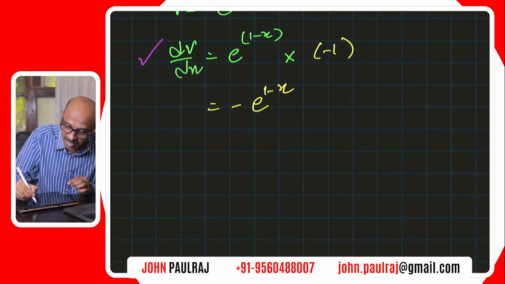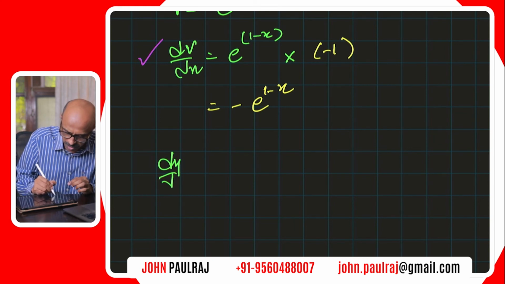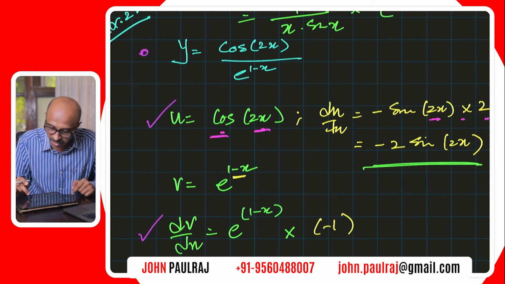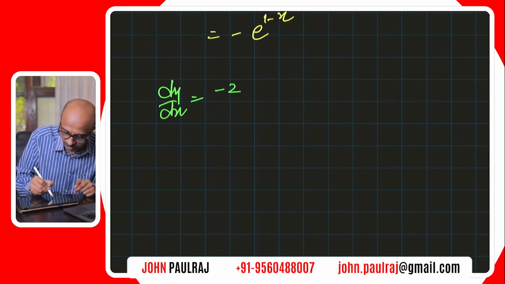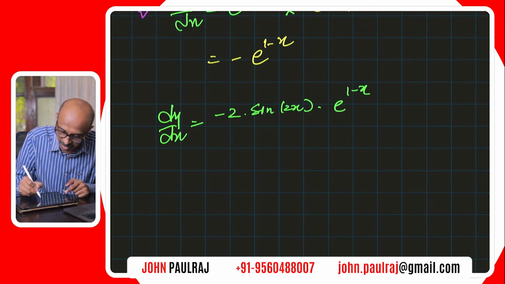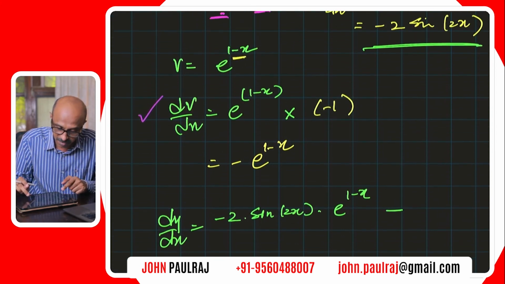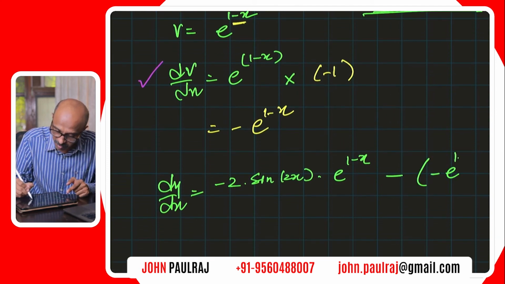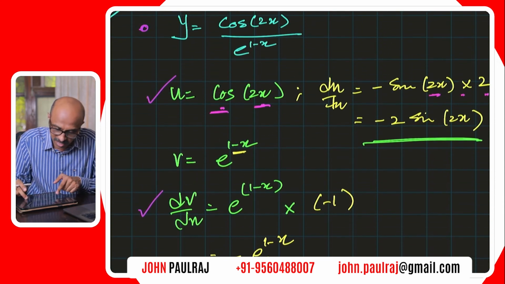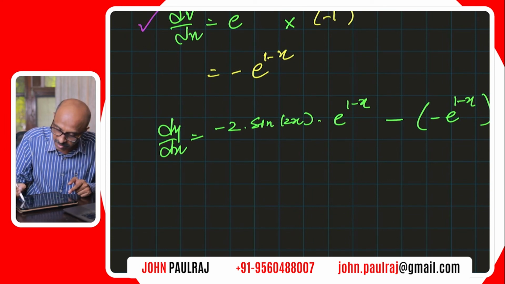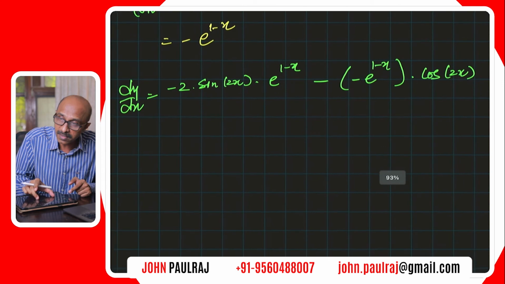So dy over dx, using the quotient rule: the derivative of the numerator is this one, okay? Negative 2 sine 2x, multiplied by v remaining as it is, e to the power of 1 minus x, minus, okay, the quotient rule has a negative sign, minus the derivative of the denominator, which is negative e to the power of 1 minus x, times the numerator remaining as it is. The numerator is cos of 2x. Can you see this whole thing? All right, need to adjust that.